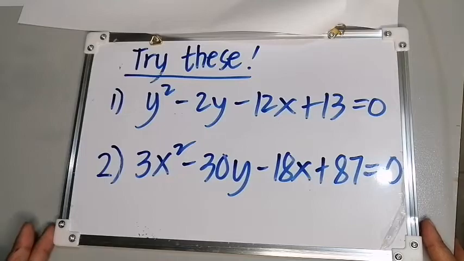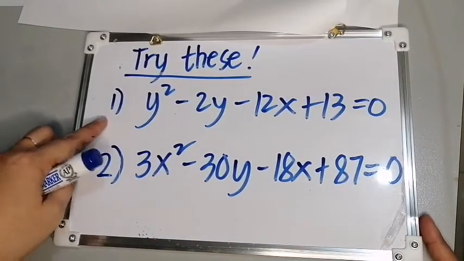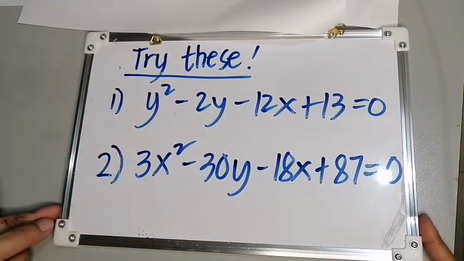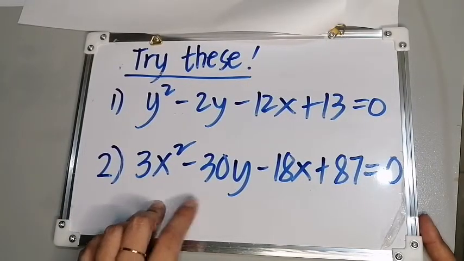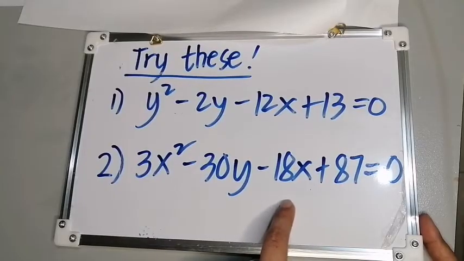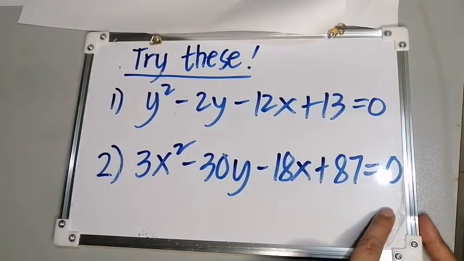This time it's your turn, guys. Try this. Number 1, y squared minus 2y minus 12x plus 13 equals 0. Then number 2, 3x squared minus 30y minus 18x plus 87 equals 0.